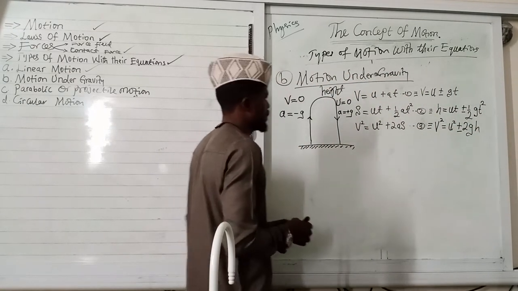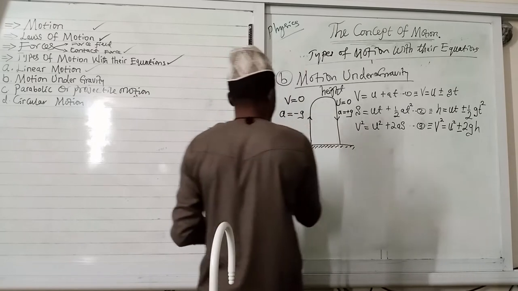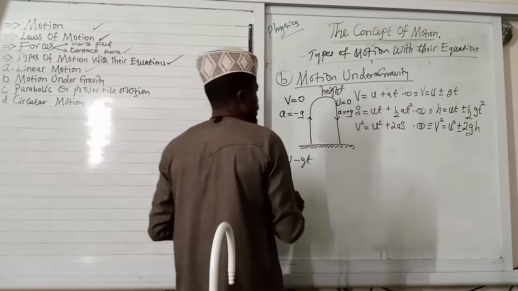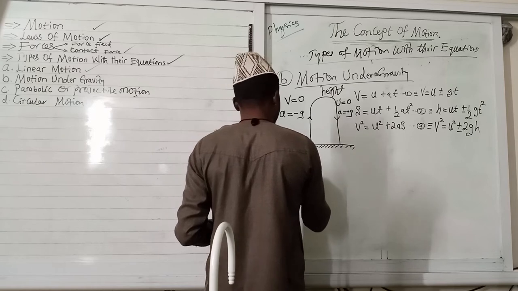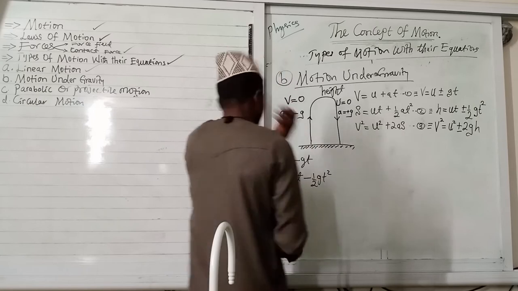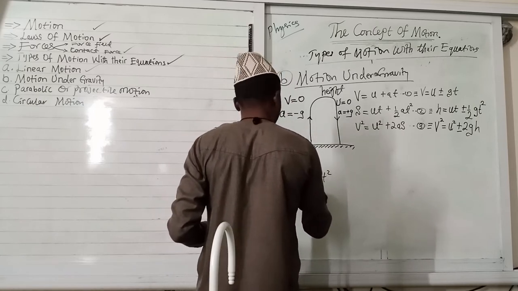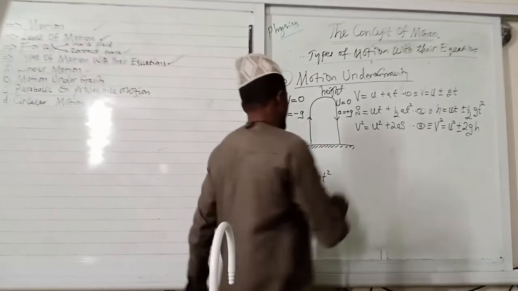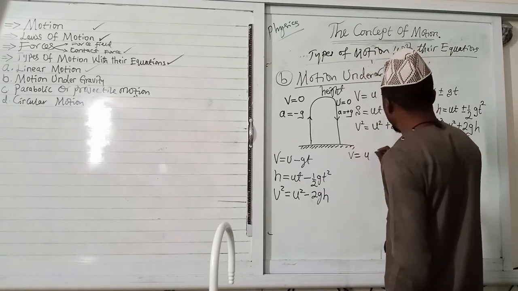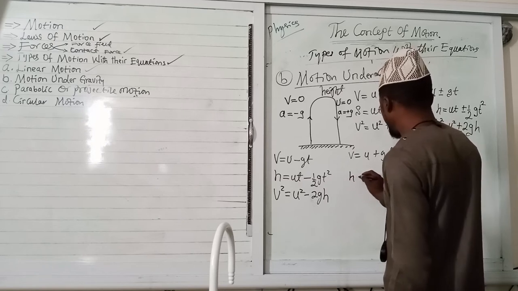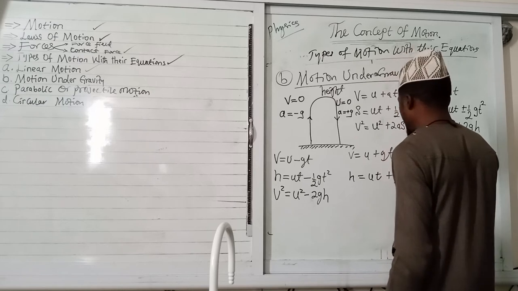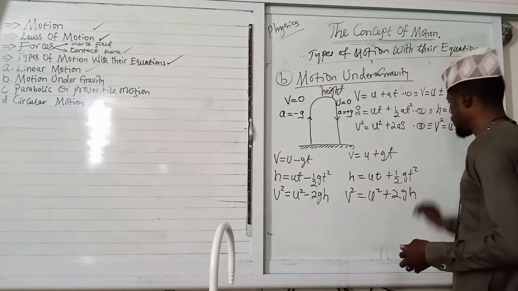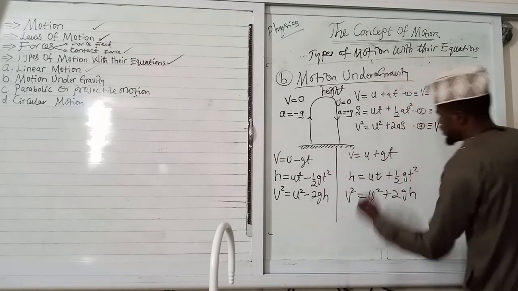What I'm trying to explain here is simply this. When the body is going up this way, you make use of V is equal to U minus GT. H is equal to UT minus half GT squared. And then you have your V squared is equal to U squared minus 2GH. When the body is going up this direction, these are the equations that you use. When the body is coming down, this is what you use. You have your V is equal to U plus GT. You have your H is equal to UT plus half GT squared. Then you have your V squared is equal to U squared plus 2GH. This is the difference. A body going up, you make use of this. The body coming down, you make use of this.